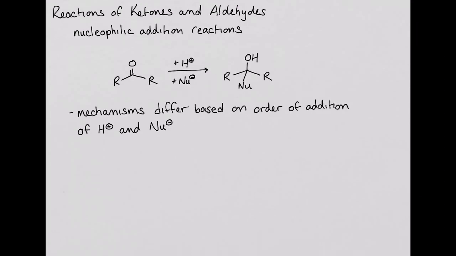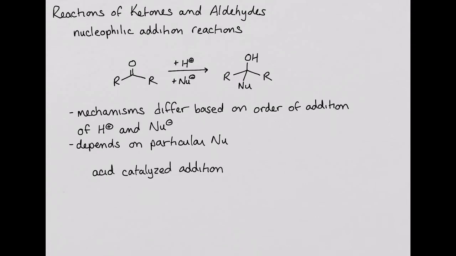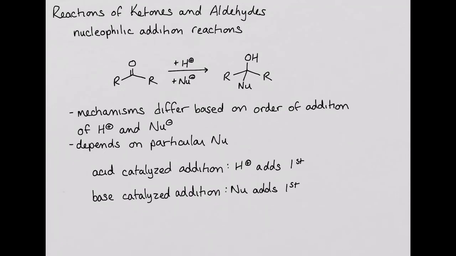The mechanism that a particular nucleophilic addition reaction takes will depend on the structure of the nucleophile. However, all of these mechanisms go by one of two pathways. A nucleophilic addition can be acid catalyzed, where the proton adds to the carbonyl first, or it can undergo a base catalyzed mechanism, in which the nucleophile adds to the carbonyl first. Now let's look at these two mechanisms in more detail.